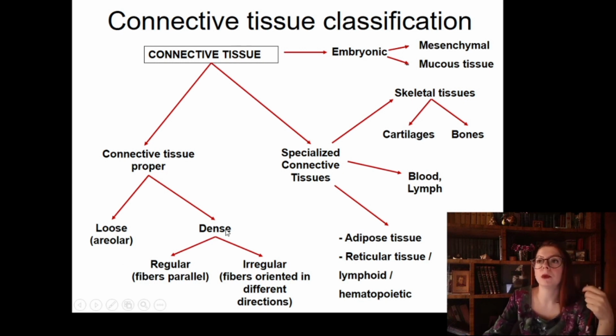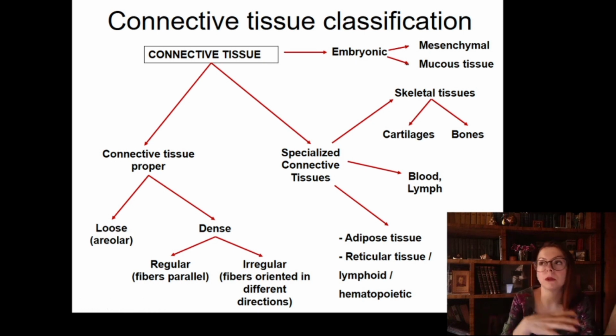From their name we can guess their consistency. Dense contains more fibers than cells, that's why it's a little bit dense, and loose contains predominantly cells and ground substance, that's why it is softer than dense connective tissue.